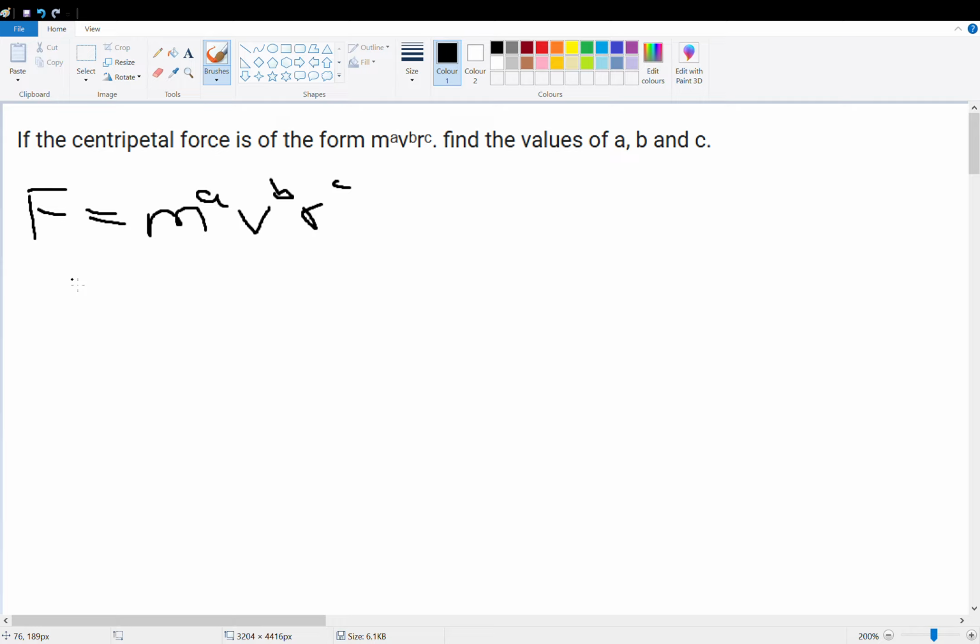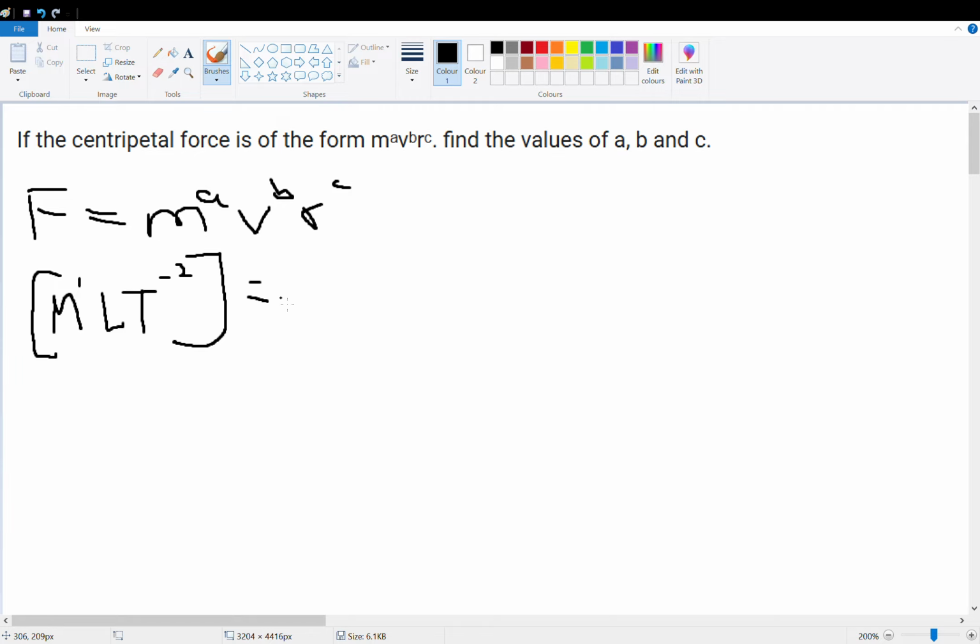So let's convert this to the dimension form. F is equal to ma, and m's dimensional form is M^1, and acceleration's dimensional form is LT^-2. Now let's convert these m, v, r into dimensions. Although the units of m, v, r are not described in this question, we can write them.